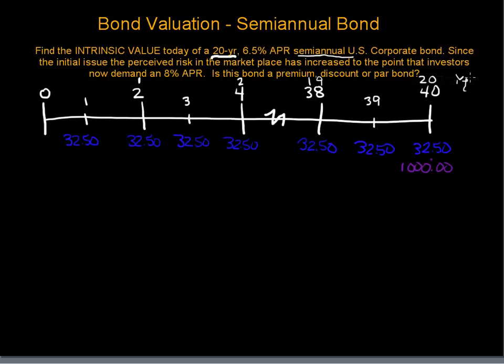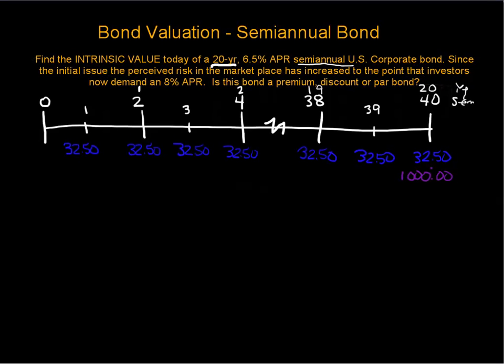So this is our year timeline, and this is our semi-annual timeline. Now, how do we come up with the cash flows that you see on the timeline over there? Well, we're going to come up with this 6.5% APR. That 6.5% APR is a contractual percentage rate. And we're going to take 6.5% times the face value. In this case, the face value is not stated in the problem. It's $1,000. If the face value is not stated in a bond problem, then always assume that it's $1,000.